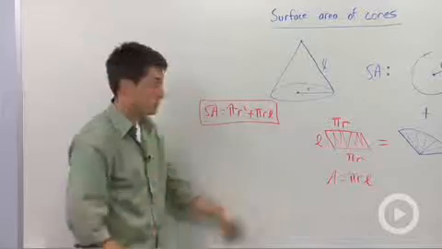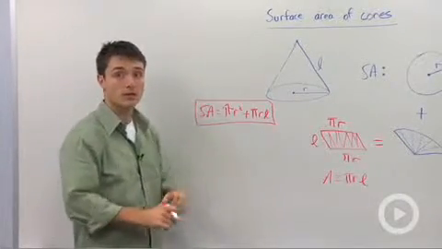So you only need to know two dimensions, the radius and the slant height, and you can calculate the surface area of any cone.